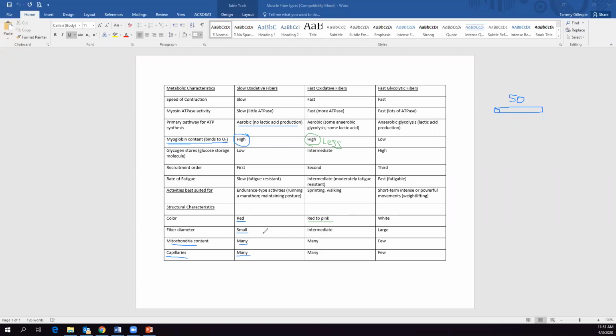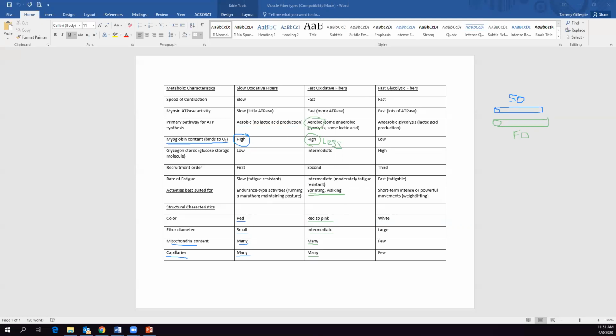What about their fiber diameter? Well, they're going to be a little bit bigger around. They're going to contain slightly more myofibrils, because these are the fast oxidative fibers, and we need a little bit more force out of them than just slowly walking, whatever. So I need a little bit more strength from those. They're going to have an intermediate fiber diameter. They're still going to have many mitochondria and many capillaries because they can still carry out aerobic respiration.